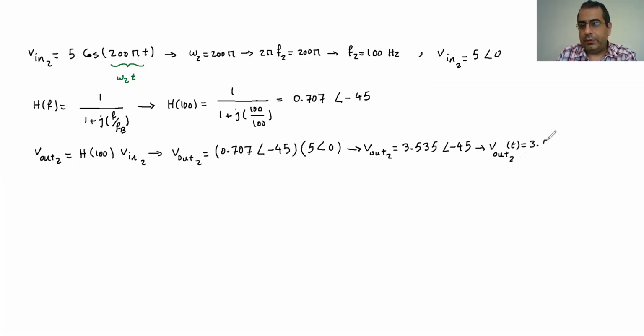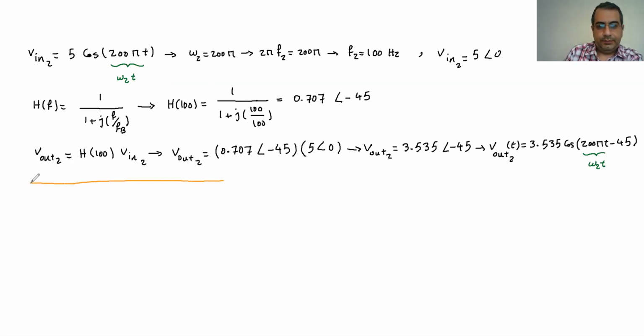Or I can write it in the time domain. It's going to be 3.535 cosine omega 2 t, which is going to be 200 pi t minus 45. So remember, because here the omega t is different, this one is omega 2. So when you're going back and forth from phasor mode to the time domain, make sure that you use the correct omega t.